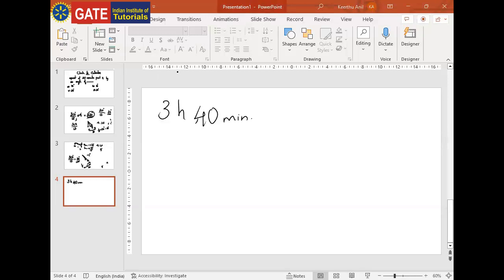Okay, I should repeat the question. I'll be repeating the question once again. The reflection of a wall clock in a mirror shows that the time is 3 hours 40 minutes. Then what is the actual time?